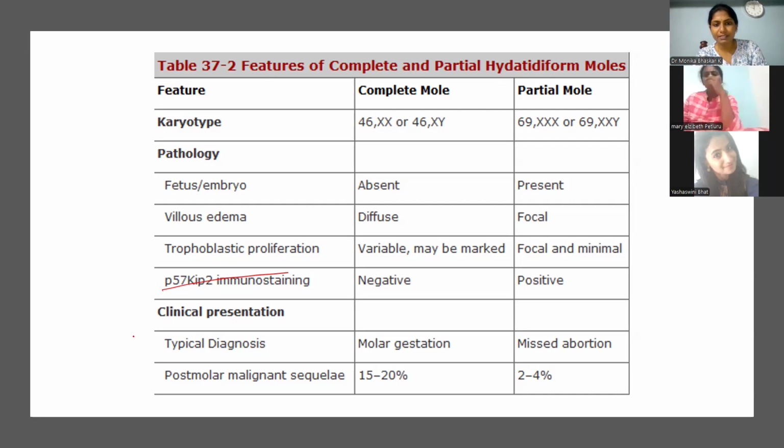And usually the typical diagnosis, a complete mole, will have all the clinical features like hyperemesis, preeclampsia, increased uterine size, and vaginal bleeding. All these are present in a complete mole. But in a partial mole, it could look like either an incomplete abortion or a missed abortion. Post-molar malignant sequelae, that is development of GTN, is more common in a complete mole, 15 to 20% of the time. In a partial mole, it is less common, 2 to 4%.